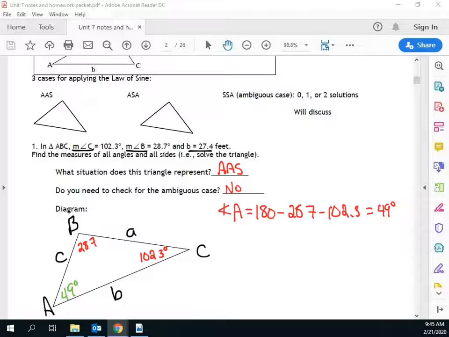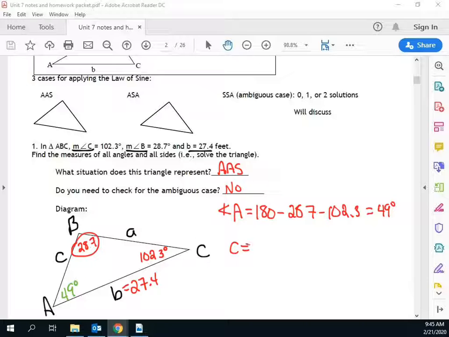So we go on and say, okay, now we need to figure out what side. It usually says go ahead and find the smallest side first. So we'll go ahead and find that corresponding here. Okay? Oh, what did they give us? They already gave us B, didn't they? 27.4, is that right? Yeah. So we know that. Let's go ahead and find side C. So C is going to be equal to that ratio.